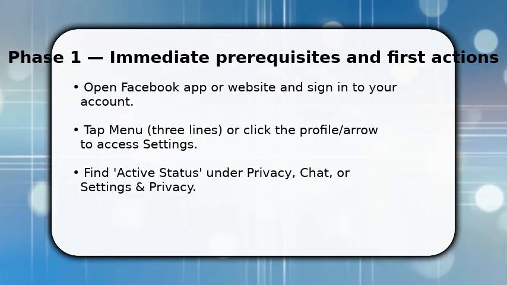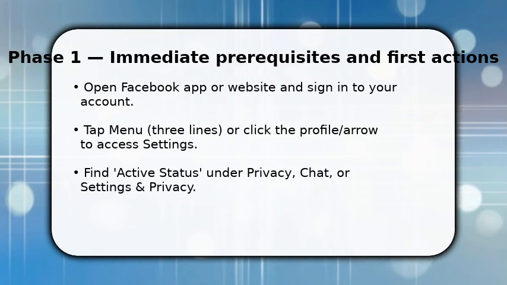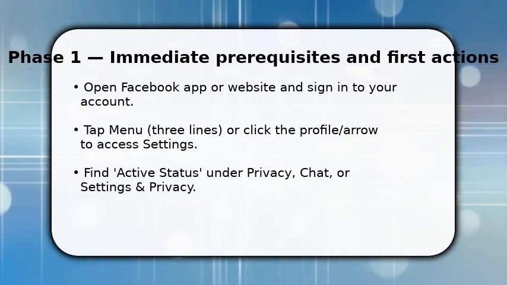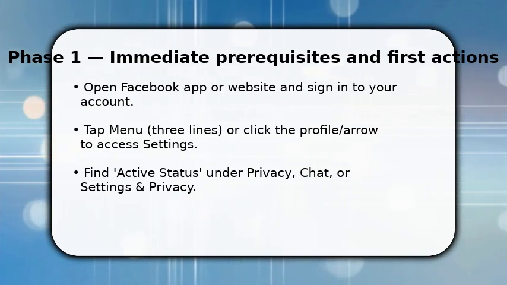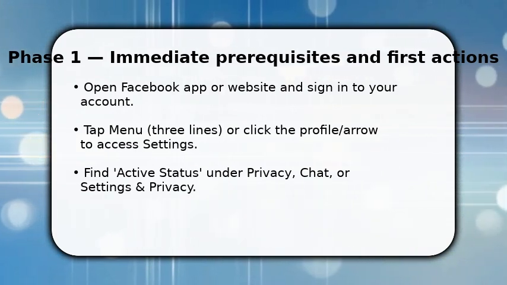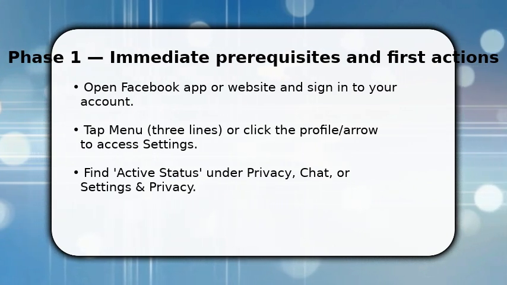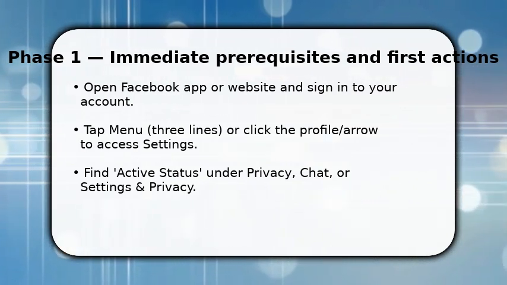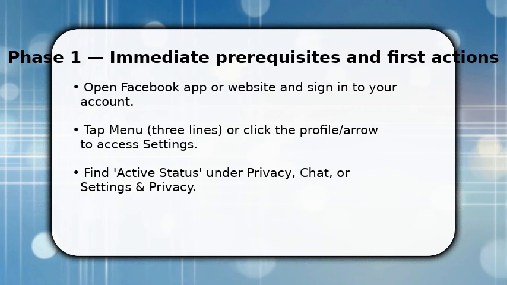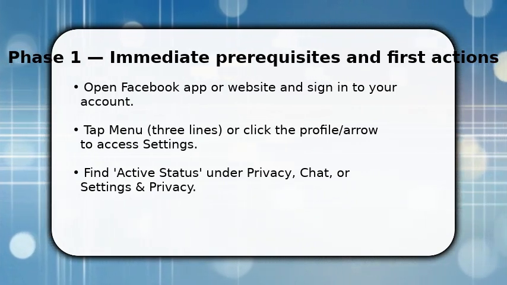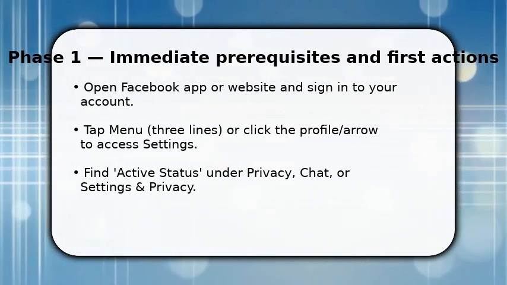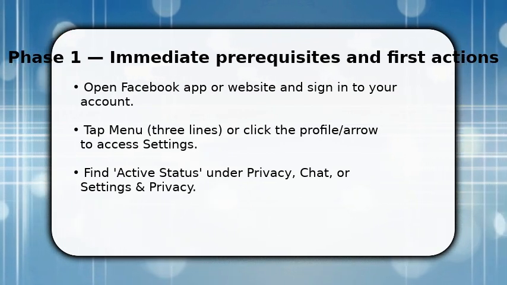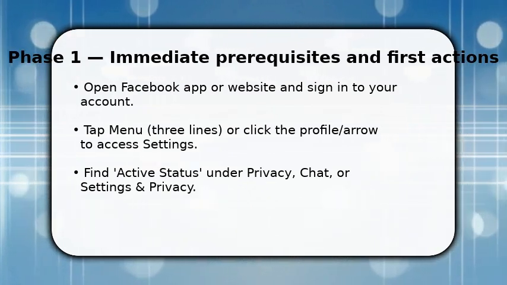You start by opening Facebook and signing in. This puts you where Settings live. Once logged in, go straight to the menu, 3 lines on mobile or the account arrow on desktop, and open Settings and Privacy. Then select Settings and look for Active Status under Privacy or Chat options. This is the control that tells Facebook if you appear online. Do this now because disabling here stops real-time green dots and last seen indicators across devices.